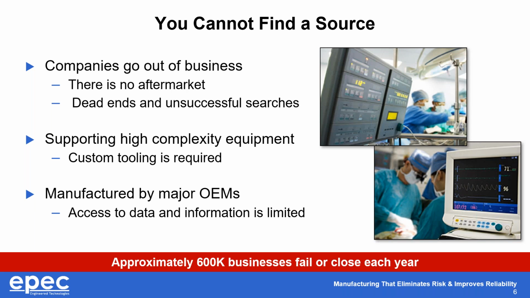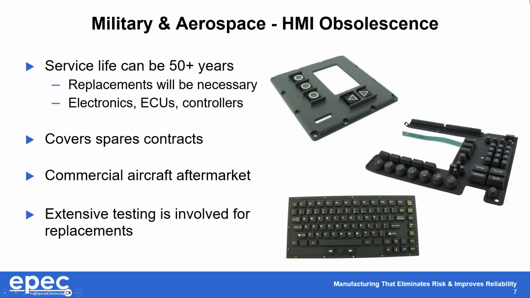This is really important because over 600,000 businesses per year in the US fail or go out of business or have some other kind of financial hardship. And in doing so, putting a stress and strain on the associated supply chains. This is especially important for our military and aerospace industries. For a lot of these products, the expected service life can be over 50 years.